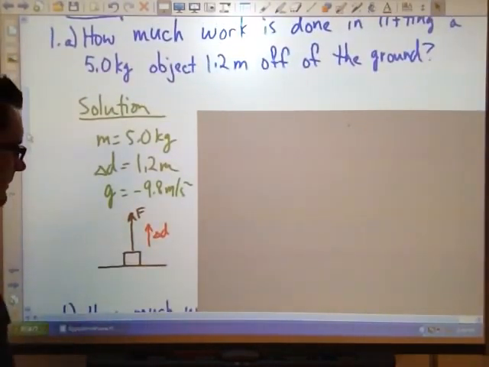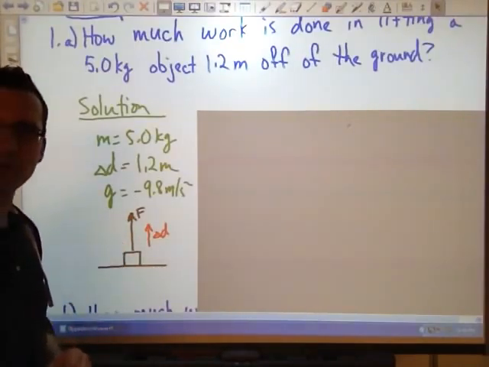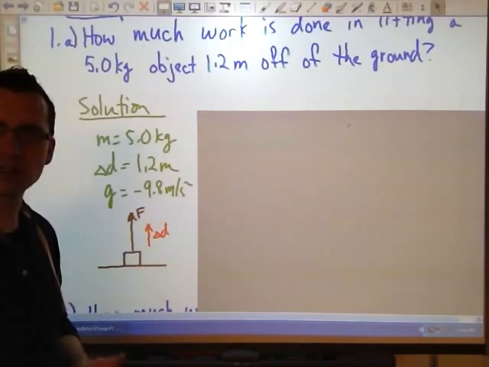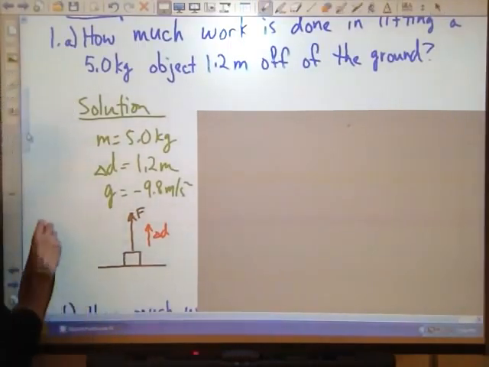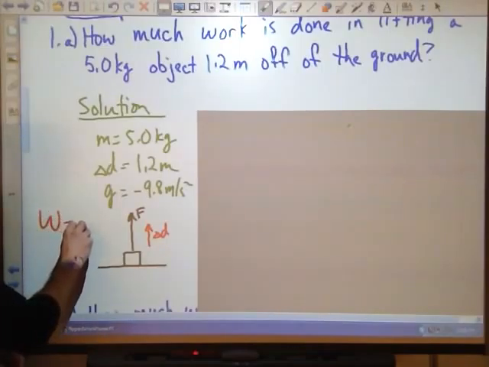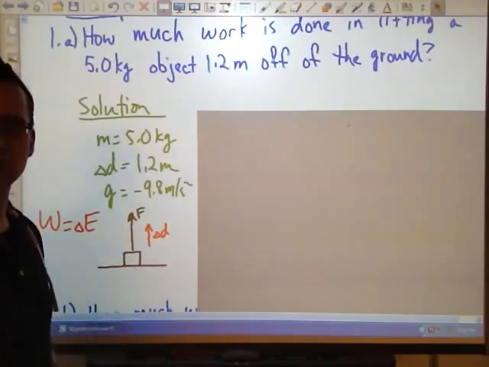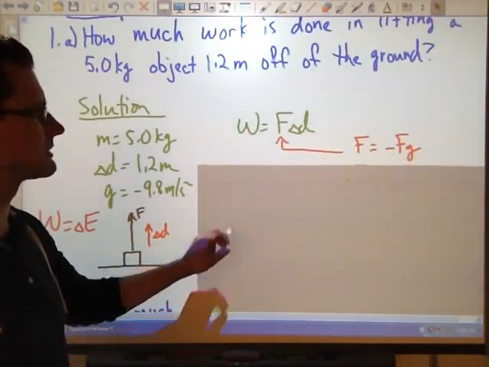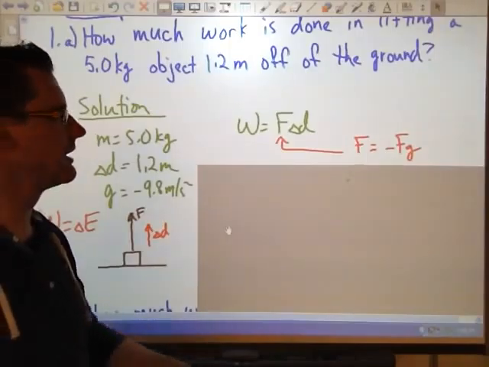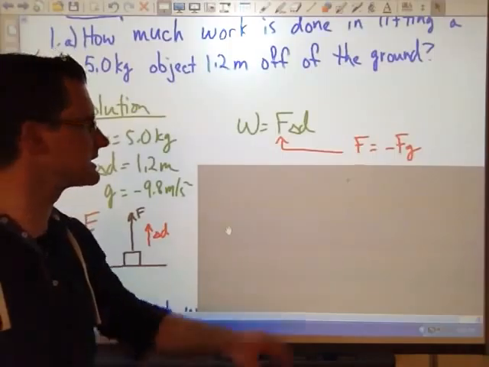So we're lifting something up. The applied force and the displacement are both in the same direction, so we have positive work here. The object is going to gain energy. As I mentioned before, work is equal to the change in energy. It'll gain kinetic energy because it's absorbing that work that we did. So work is equal to force times displacement. So we can think of it as the opposite of Fg. I'd have to offset that.